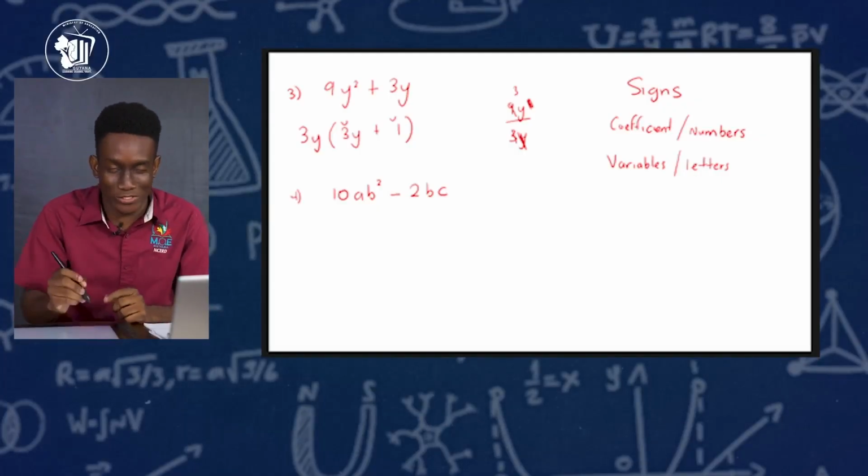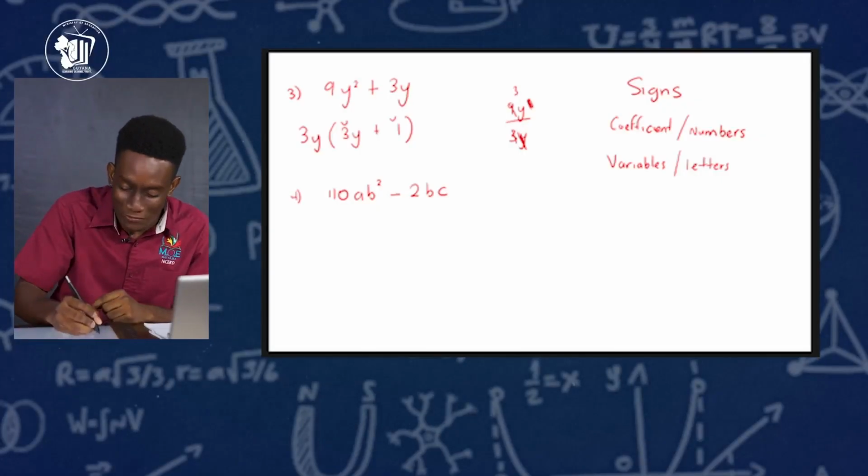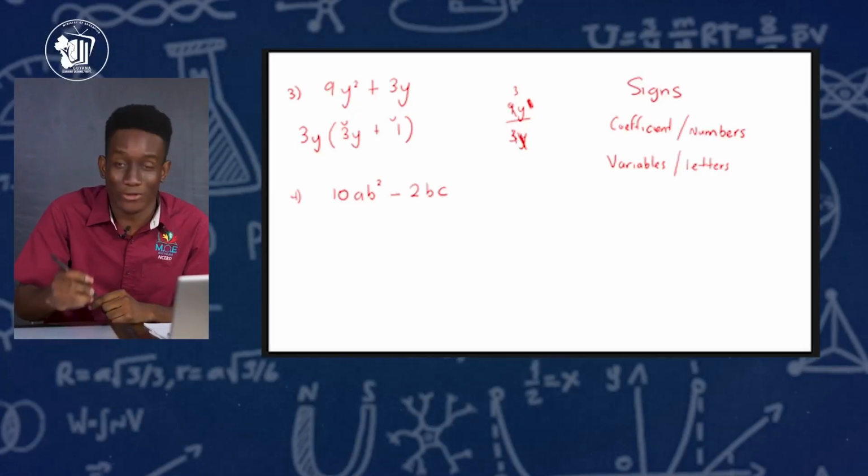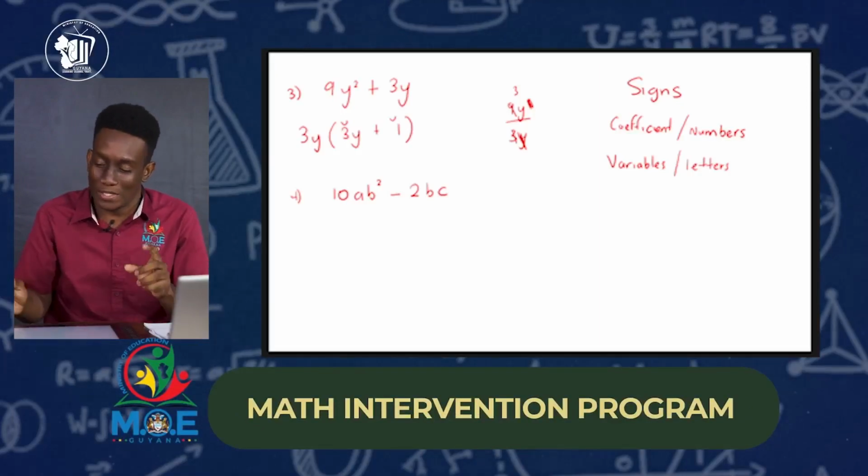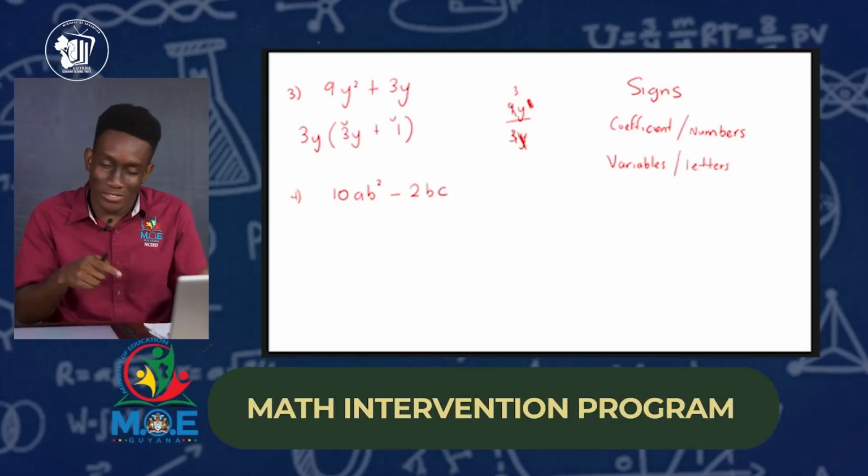Whatever sign is in the first term, that is what you're factorizing. So if you have a plus here, you're factoring out that plus. Whatever sign is in the first term, you're factoring out that. So it's plus, so there's no need to do anything.